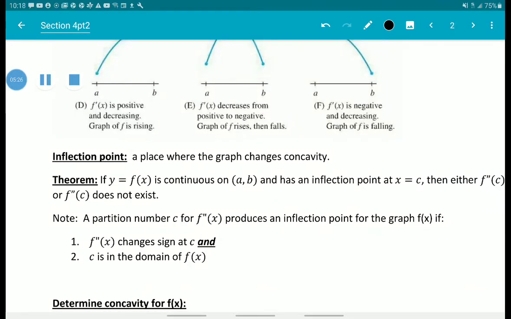The next thing we need to talk about is this idea of an inflection point. An inflection point is a place where the graph is going to change concavity. Now, it has to be a point in its domain.